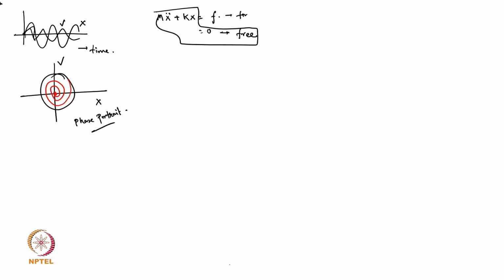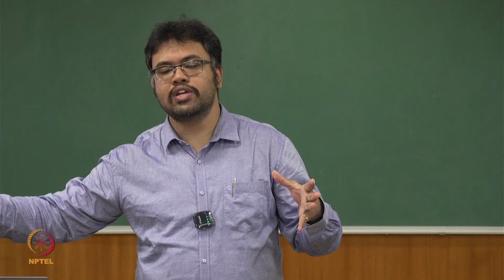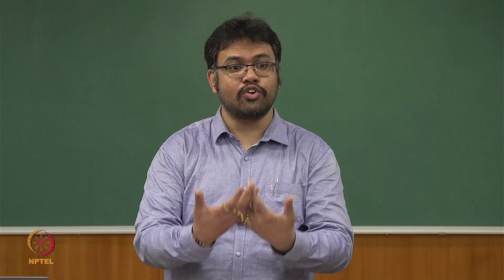Now let's see how these terms are actually affecting. mx double dot is the inertial term. You try to move the system and it starts giving the inertia. For example, when we are sitting in a bus that starts, we feel a push back; that is the mx double dot. And what is kx? kx is the restoring force. For example, you compress the spring, therefore the spring starts giving you a force. Or when you pull the spring, the spring is pulling you in the opposite direction. That's the restoring force.